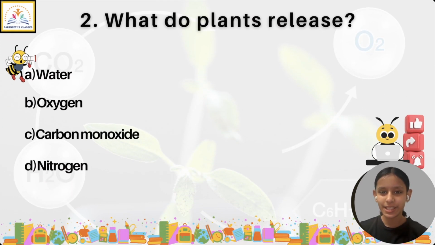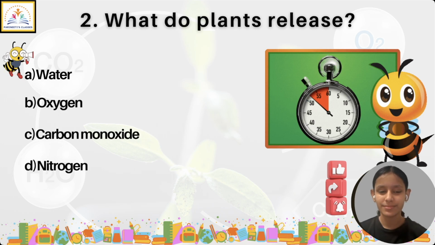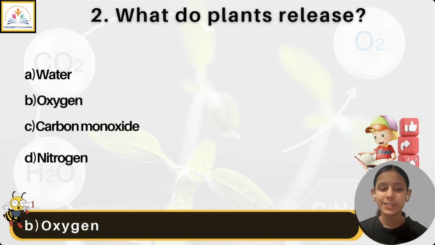The second question is, what do plants release? Option A, water. Option B, oxygen. Option C, carbon monoxide. And option D, nitrogen. The correct answer is option B, oxygen.